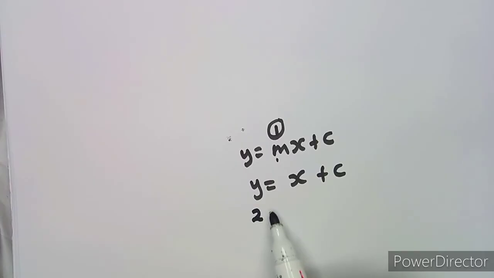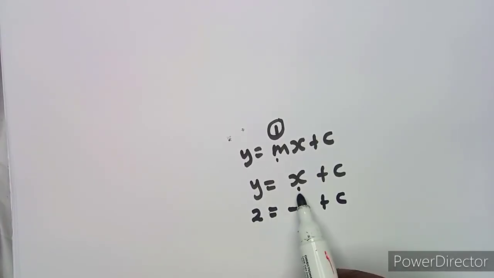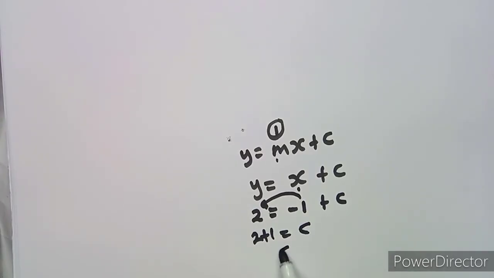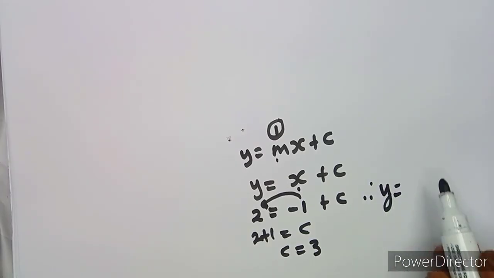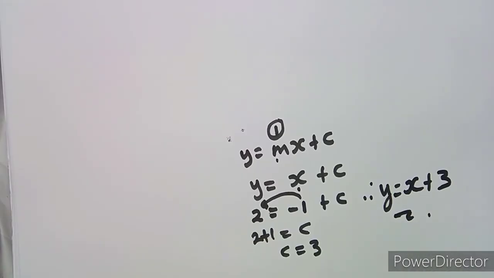So y is 2 when x is -1, plus c. Transposing, this is going to be plus 1, which is equal to c. So c is equal to 3. Therefore, y is equal to x plus 3 is going to be our equation, because we are substituting here.